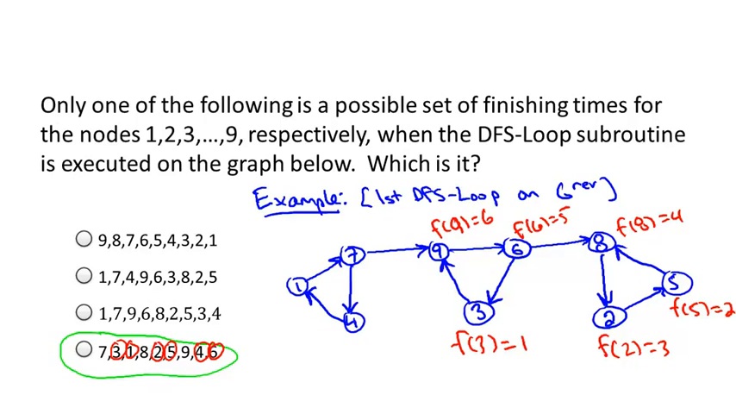Yes, 8's already explored, so we skip it. We decrement I down to 7. We say, have we already seen node 7? No, we have not. Okay, 7 is not yet explored. So we invoke DFS now from node 7.